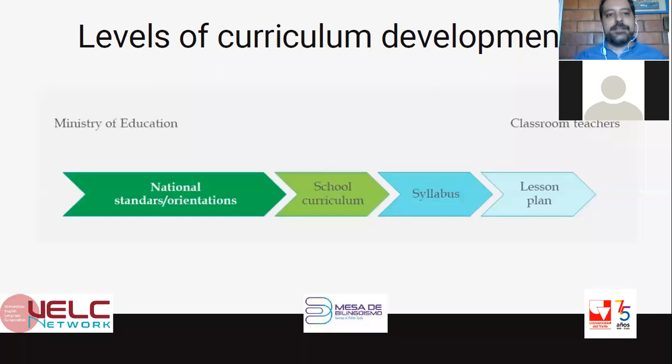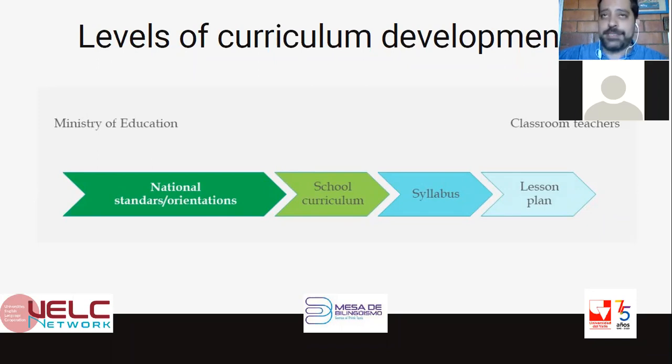Now, we also need to consider the levels of curriculum development. There is a macro level, a meso level, and of course a micro level for planning. All these levels are involved directly in the curriculum, but there are different actors for each of them. For example, here in Colombia, the Ministry of Education at the national level has to issue the official standards of what education should reach, what students should be able to do.